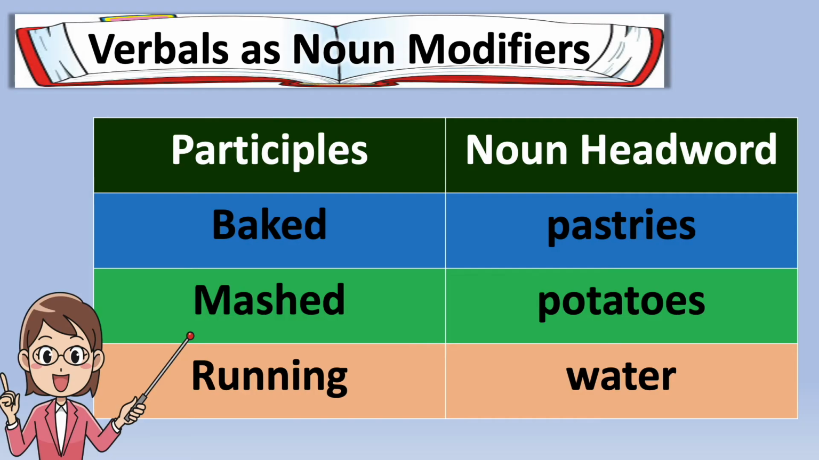We can also use verbals as noun modifiers. Verbals are action words that can also modify or describe a noun. Example, baked pastries. Pastries is our noun head word because it's the one being described. If you are going to ask what is baked, the answer is pastries. So this baked pastries will be our noun cluster. We also have other examples such as mashed potatoes and running water.